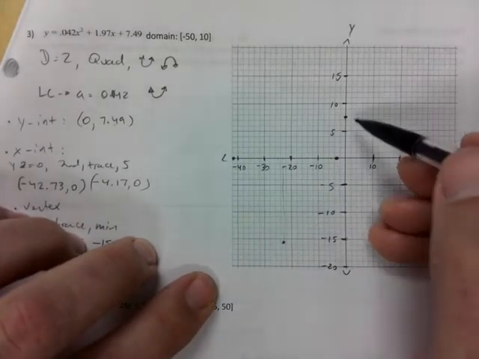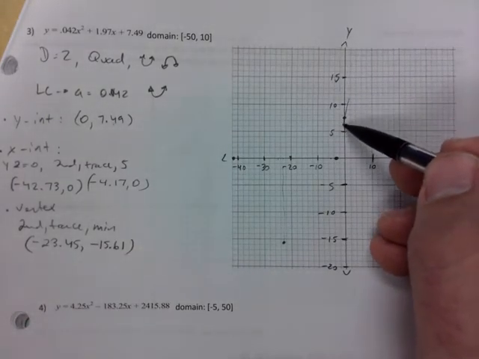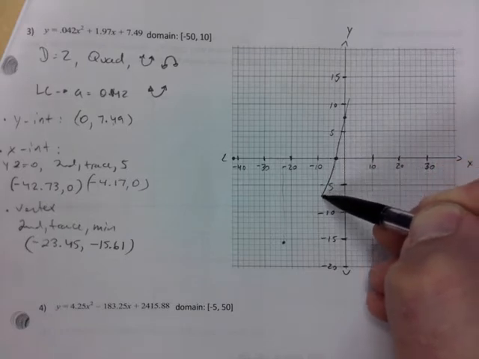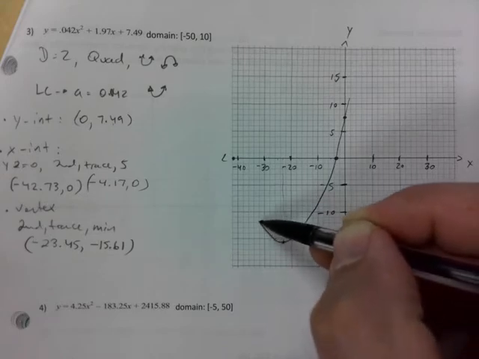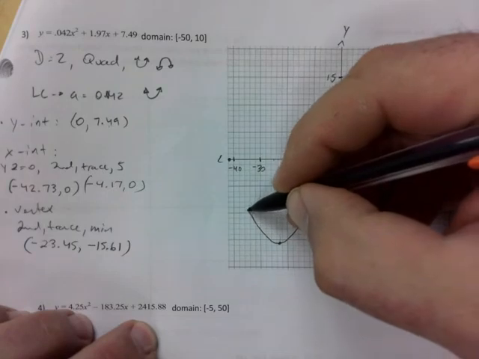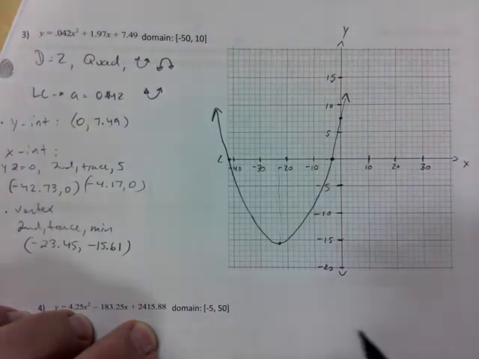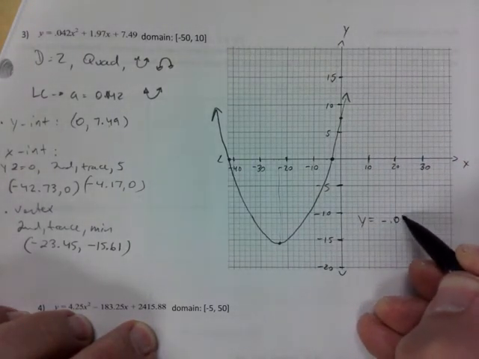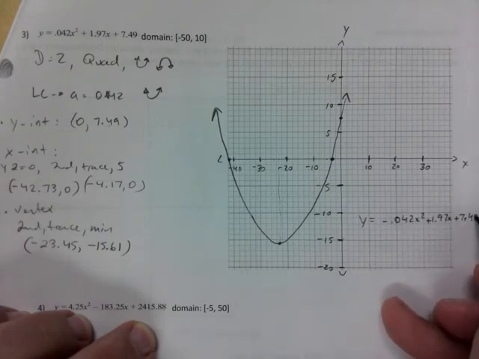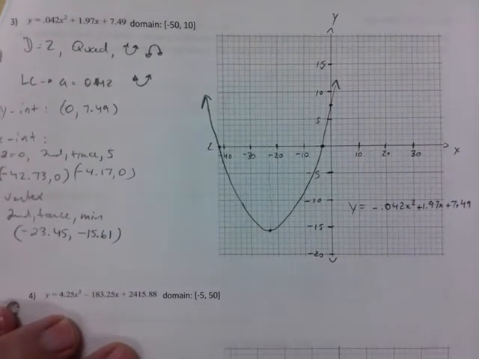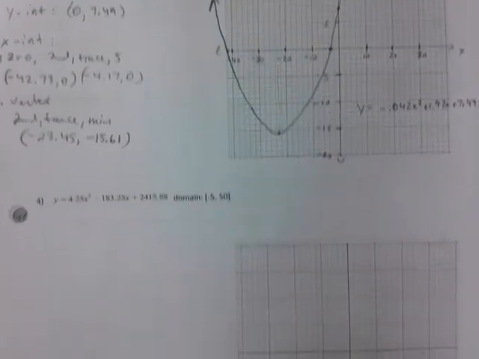So there's your graph. So it seems a little odd, but you can make it work, right? You just go like this, and like this, and then you curve in, curve past it, out, and then down. Okay. Arrowheads there. y is equal to negative 0.042x squared plus 1.97x plus 7.49. And there you have it. That's your graph for that particular equation. One more.